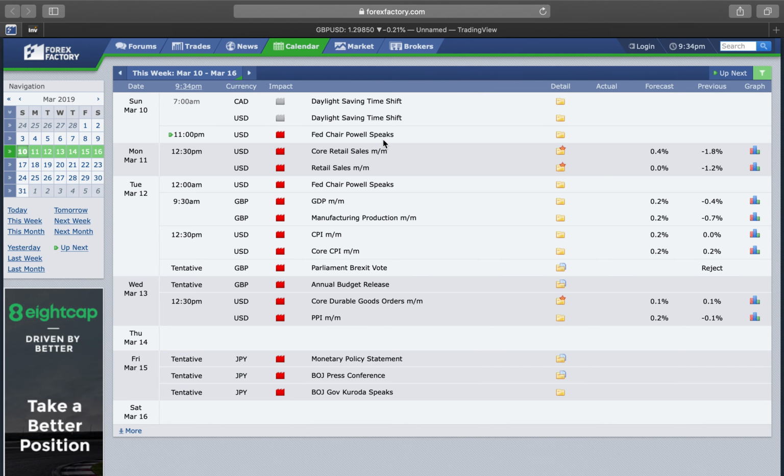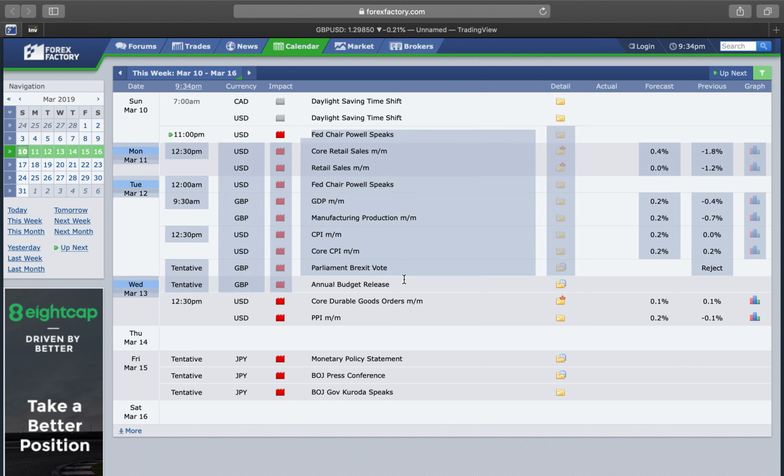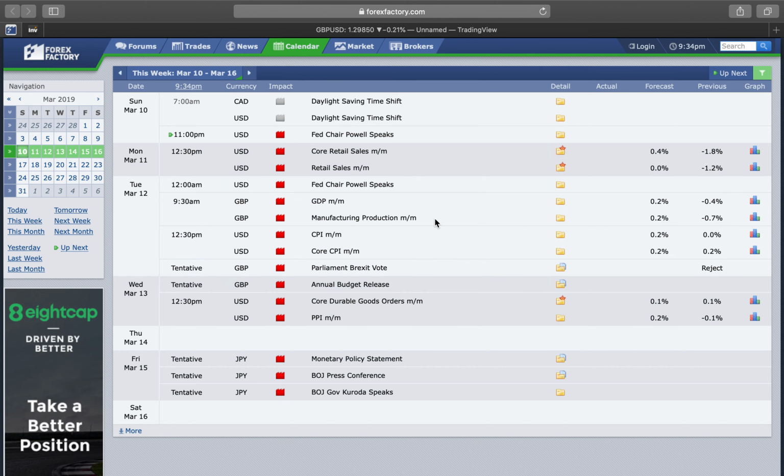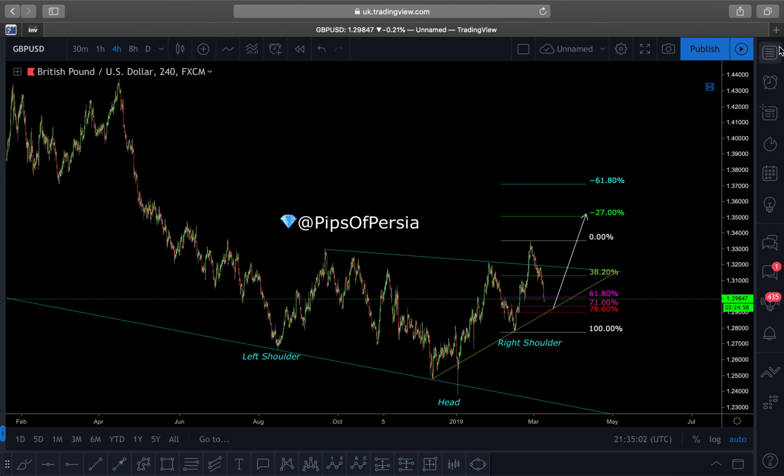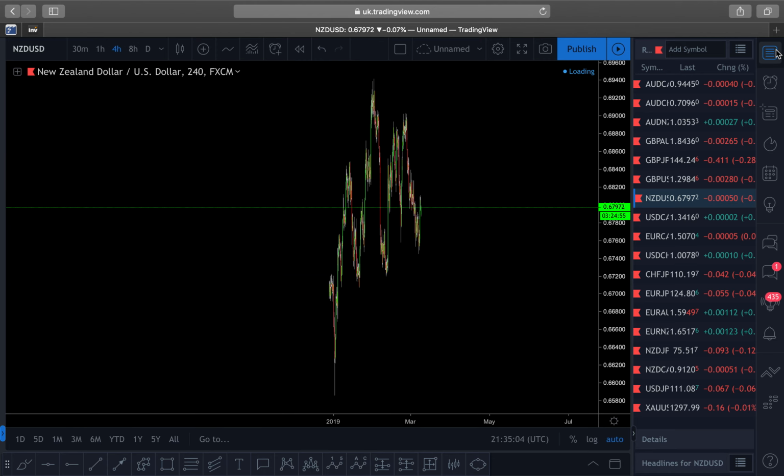Let's have a look at the fundamentals for the coming week before we move on to any other pair. As we can see, we do have a lot of US dollar high impact news and a lot of pound high impact news as well. Practically the entire week is just US dollar and pound high impact news. So this is the reason why you want to be very, very careful trading the pound versus the US dollar. Make sure to have Forex Factory open. Make sure to keep an eye on the news so it doesn't catch you by surprise.